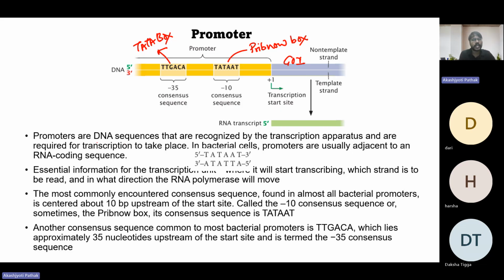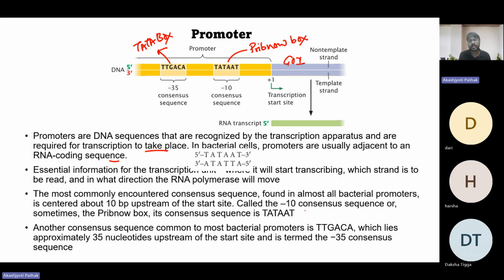The promoters are the DNA sequences that are recognized by the transcription apparatus and are required for transcription to take place. In bacterial cells, promoters are usually adjacent to RNA coding sequences. Upstream of the RNA coding sequence you have the promoter, with essential information for transcription: where it will start transcribing, which strand is to be read, and in what direction the RNA polymerase will move. The most commonly encountered consensus sequence found in almost all bacterial promoters is centered about 10 base pairs upstream of the start site. That is why it is named -10. Another is present 35 base pairs upstream of the transcription start site, called the -35 consensus sequence.